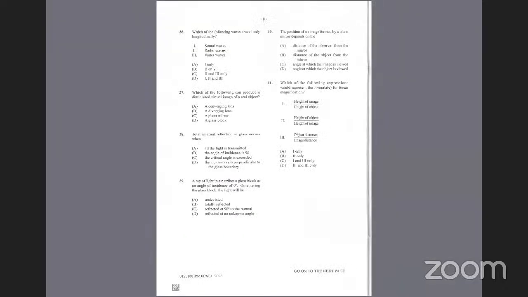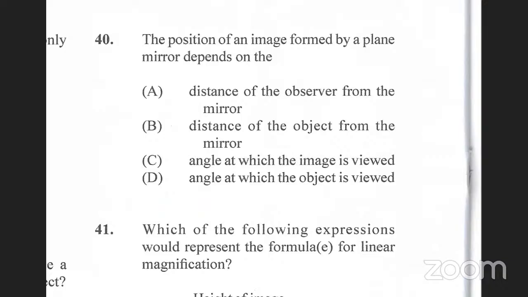That's 39, 40. The position of an image formed by a plane mirror depends on the distance of the observer from the mirror. So the position of an image is really dependent on the distance of the object.